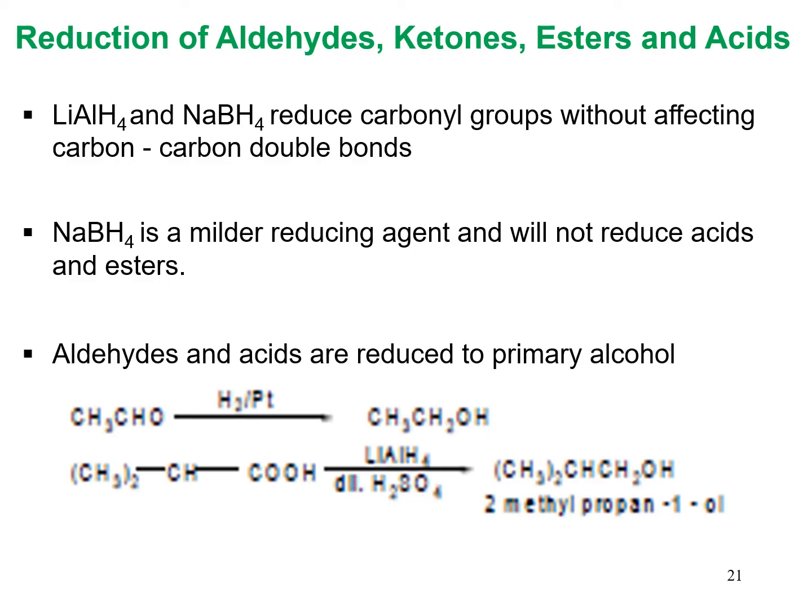Looking at the reaction from aldehyde to alcohol, a molecule of hydrogen and platinum is used. You can also use sodium and ethanol, or any reducing agent can be used. Even the complex hydride can also be used. But when you're dealing with acid, you don't use even sodium borohydride. You use lithium aluminum tetrahydride. So use that for acid and esters.